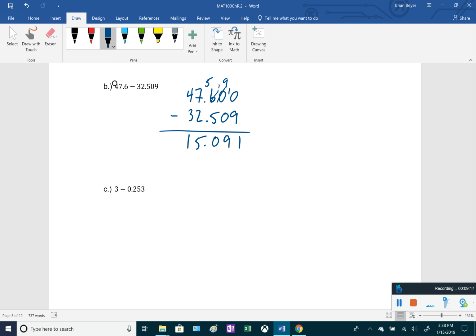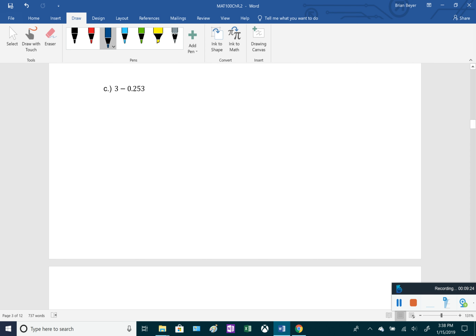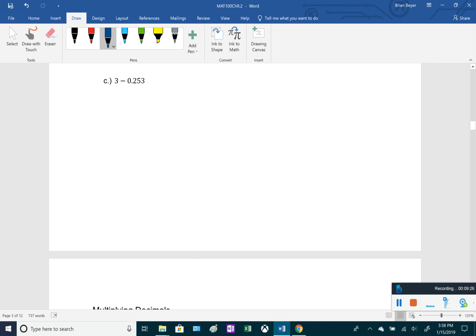The tricky part probably for this one is knowing to go borrow. We couldn't borrow from the 0 directly next to the other 0 because it was still 0, so we have to go to the next thing, which was 6. And for the next one, we have 3 minus 0.253. So making them the same length, we get this.